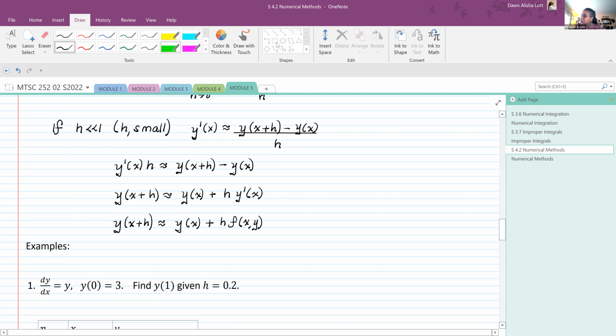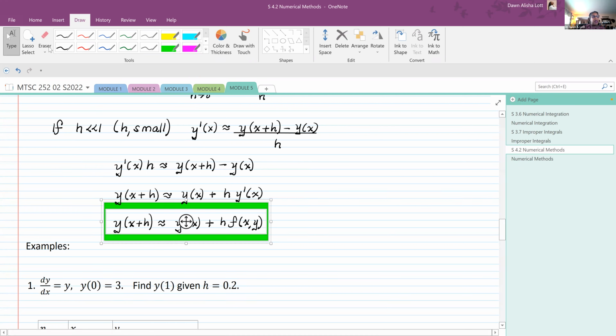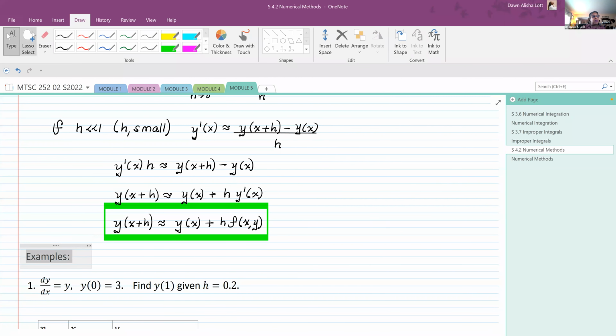So in order to get y at the next value, x plus h, I need to know what the values of y are at the previous values.